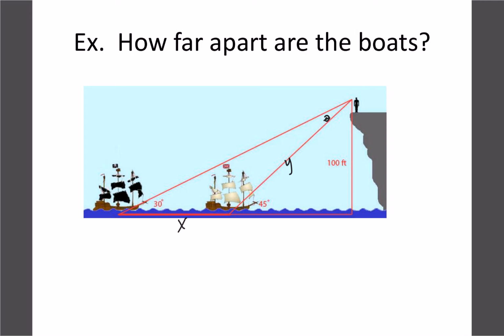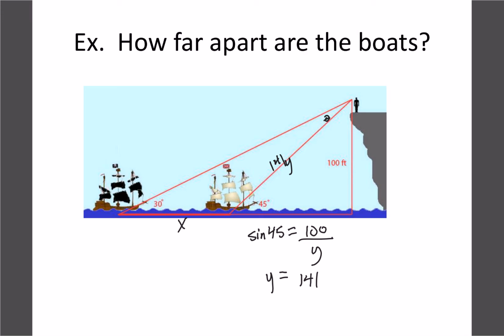So let's try it with the sine law. You can see we're missing a couple of things here. The first thing we want to do is use regular trig to figure out what that side Y would be. Based on our little triangle, we would have sine 45 equals opposite, which is 100, over hypotenuse, which is Y. If we rearrange those, we'd have 100 divided by sine 45, which gives us 141. So that's our length of that side of the triangle.